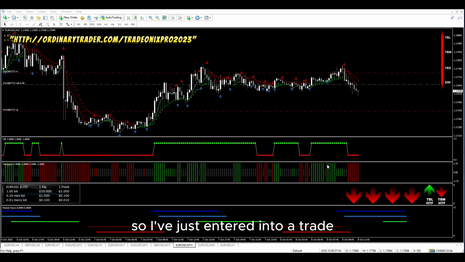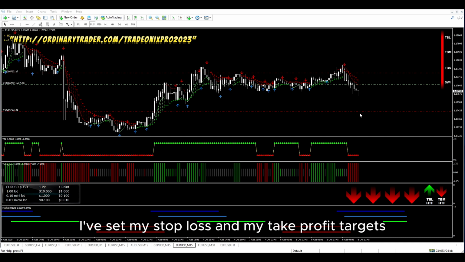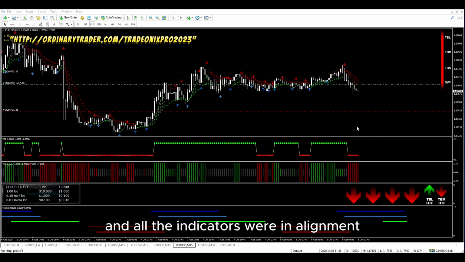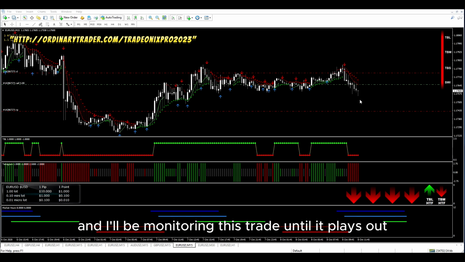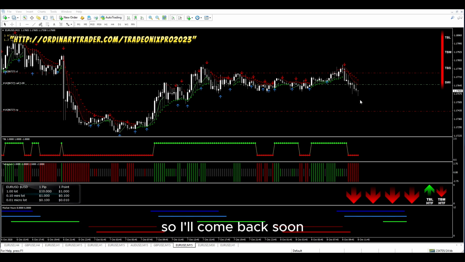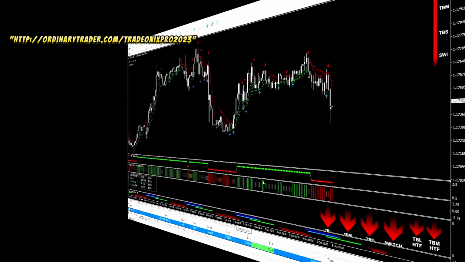All right, guys, so I've just entered into a trade, and it's a short trade. I've set my stop loss and my take profit target, and all the indicators were in alignment. This told me that I could enter short, and so we entered short. And I'll be monitoring this trade until it plays out, so I'll come back soon.